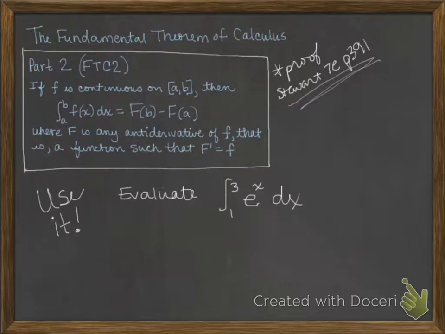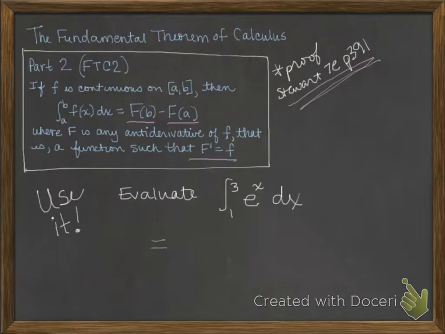But what it says is if f is continuous on the closed interval a to b, then the integral from a to b of f of x dx equals the antiderivative of the function f evaluated at b minus the antiderivative of the function f evaluated at a, where big F is the antiderivative of little f, such that big F prime is little f, just like we talked about before with antidifferentiation. So it's super duper easy to use.